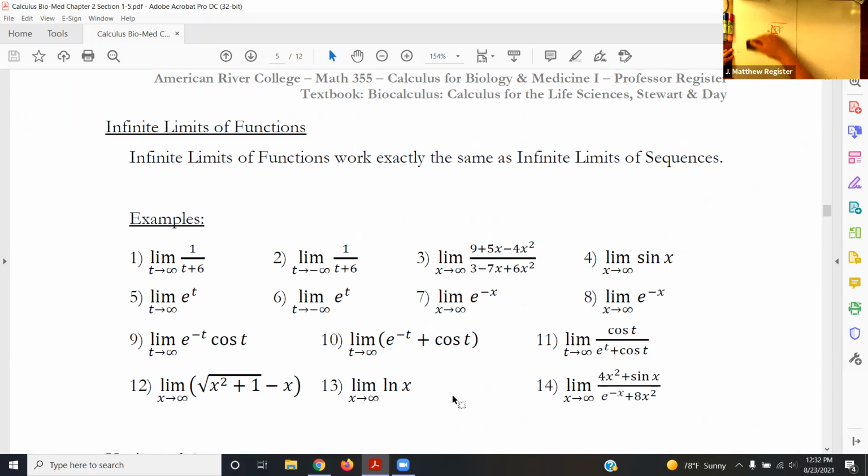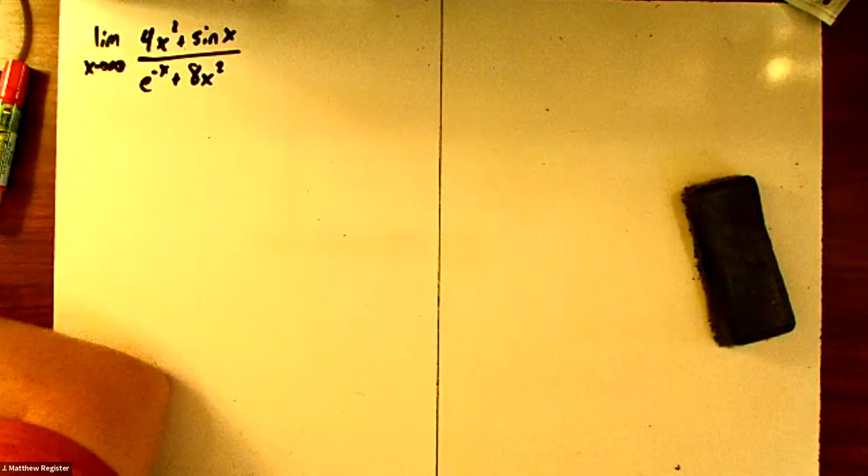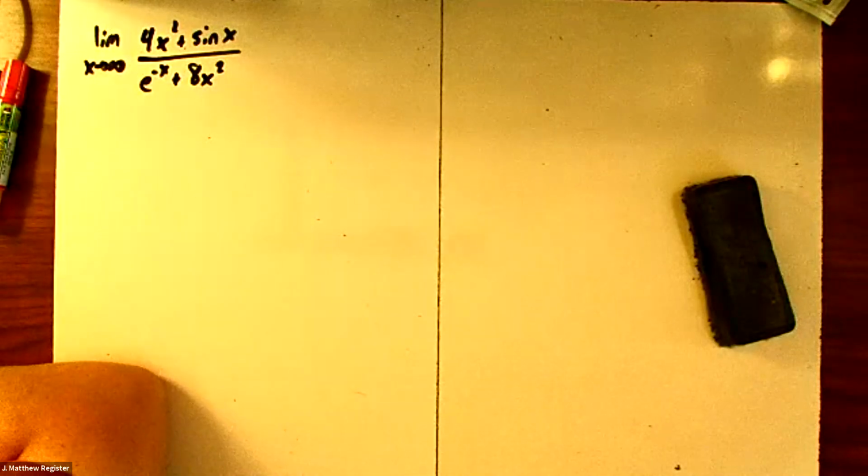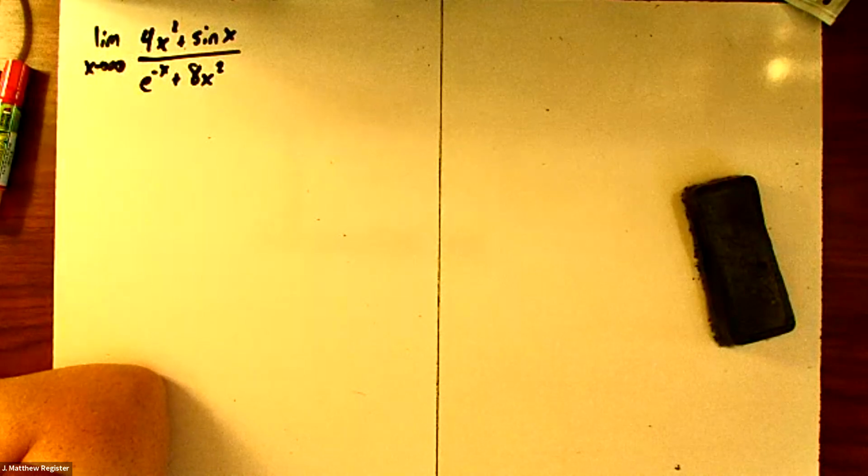Let's do the last one here. The limit as x goes to infinity of 4x squared plus sine of x over e to the negative x plus 8x squared. So again, let's analyze the structure of this function.